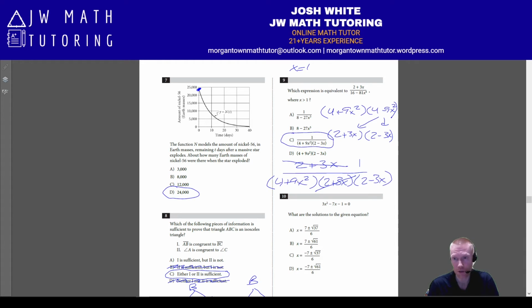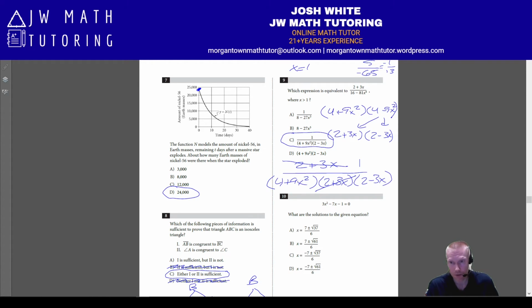But if you chose x equals 1, the original one would be 5 over 16 minus 81. In other words, 81 minus 16 will just make our answer negative, so it's going to be 65, but technically negative 65, and that would just simplify to negative 1 over 13.